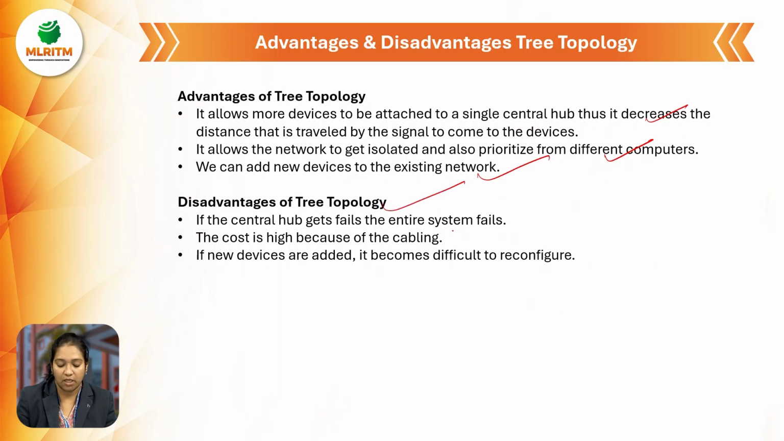Disadvantages of tree topology: if the central hub fails, the entire system fails. The cost is high because of the cabling. If new devices are added, it becomes difficult to reconfigure.